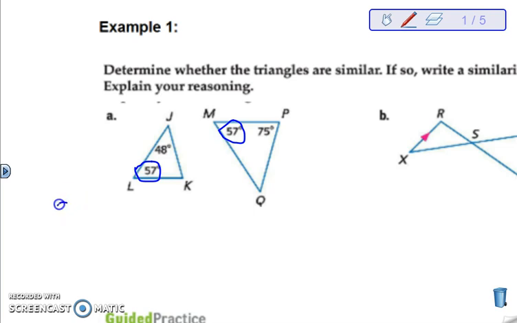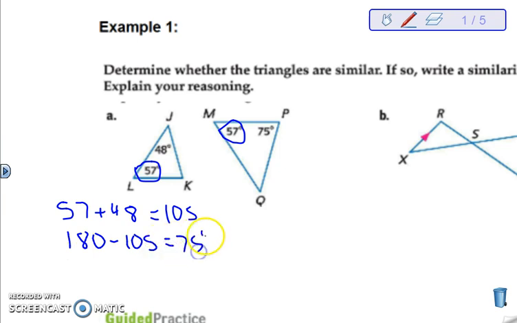So we'll add the 57 and the 48 to get 105. Subtract that from 180, and we get 75 degrees, which tells me that there has to be 75 degrees at angle K. Now all of a sudden, we do have a pair of congruent angles. Therefore, these two triangles must be similar.